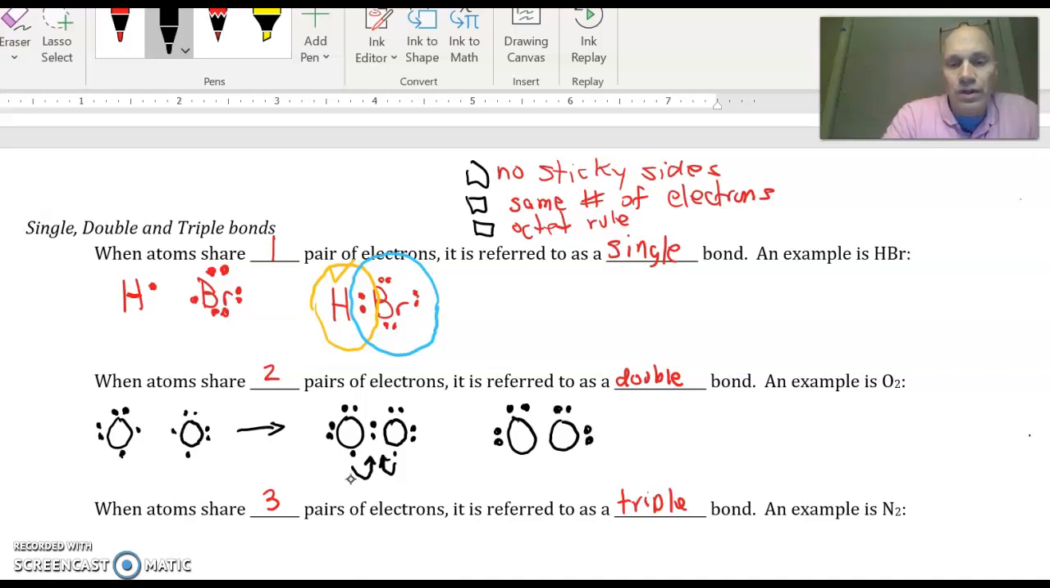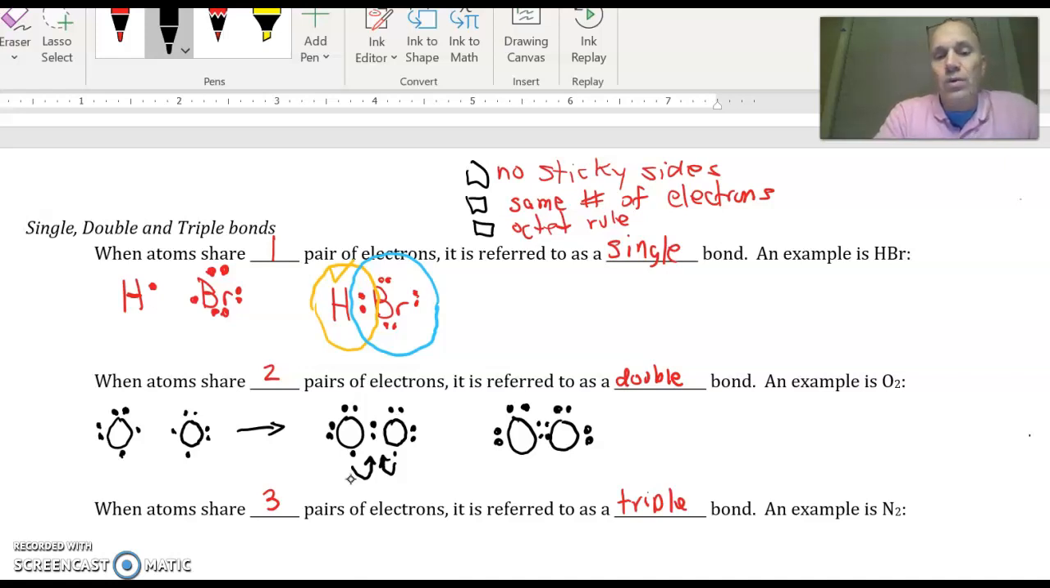So all these were still there. And then instead of having 1 pair between there, we're going to have 2 pairs. I know it's getting a little crowded there, but there should be 2 pairs or 4 separate electrons between those. And that's what you call a double bond.